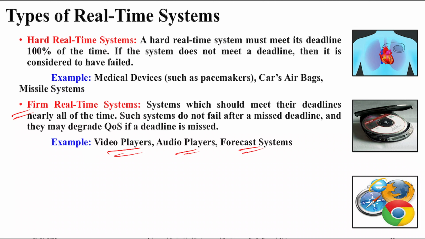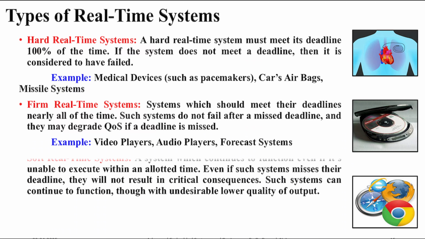Even if they miss maybe one or two of the outputs or deadlines, then in that case, it is not going to cause any catastrophic output, or it is not going to cause any fatality. In such cases, we may call them firm real time systems.